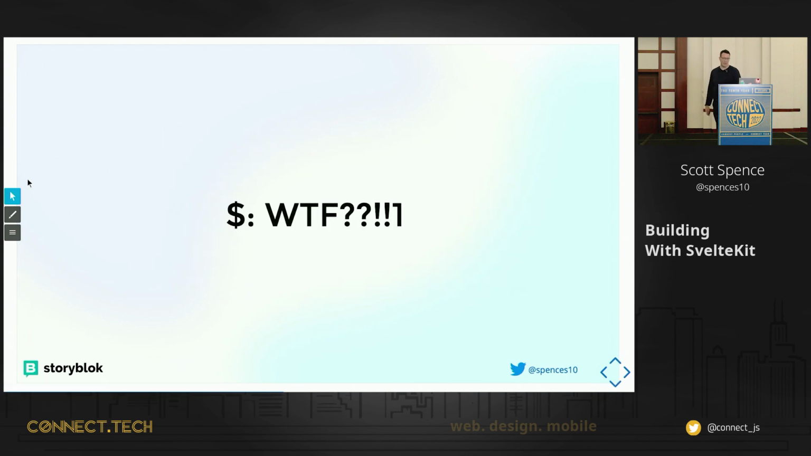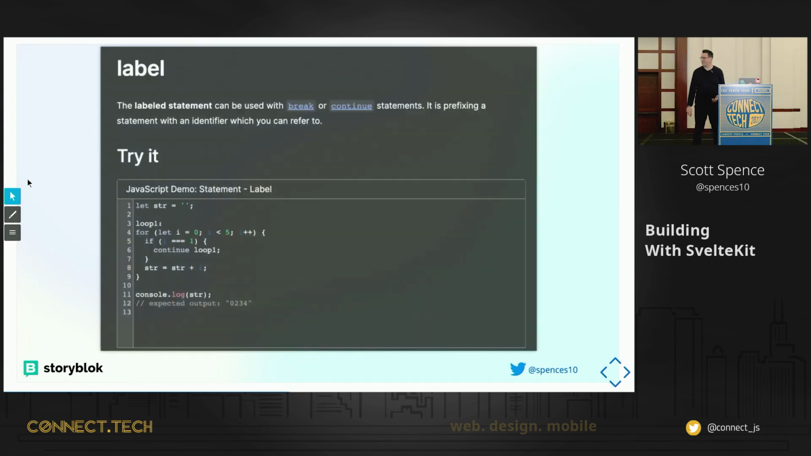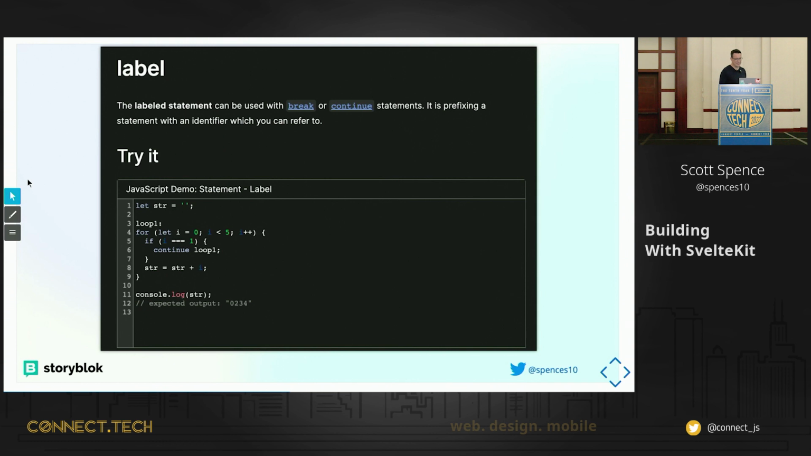But if you're looking at this $: thinking, what is that? What the fornication is that? It is actually valid JavaScript. It's the label statement in JavaScript. So the Svelte team decided to co-opt it because it's so uncommonly used in JavaScript that they thought it would be a good one to use for using reactivity throughout Svelte.